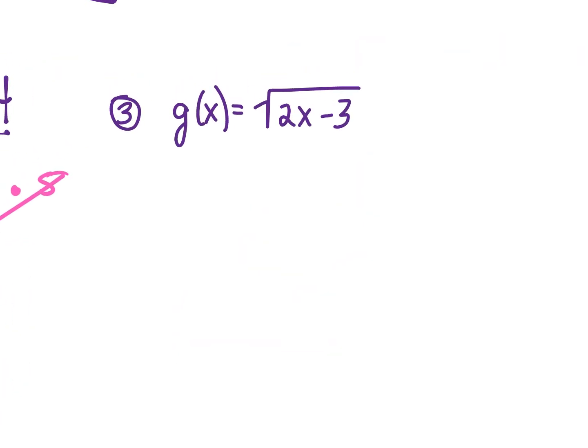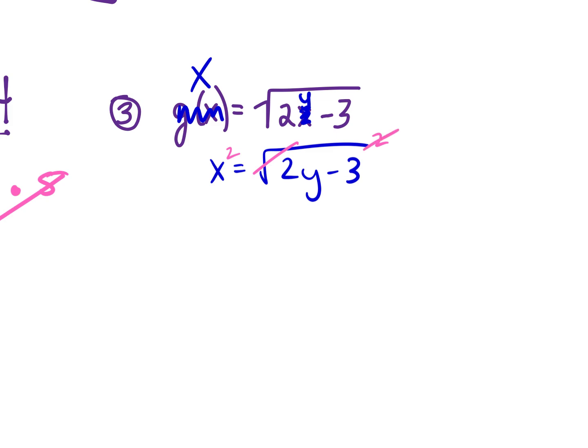So first thing we need to do is switch the x and y's. So I'm going to make g of x, and x is going to be y. So we have x equals the square root of 2y minus 3. Second thing we need to do is solve for y. What would we do here to solve for y? Square both sides. So the square root and the squared will cancel. We have x squared is equal to 2y minus 3.